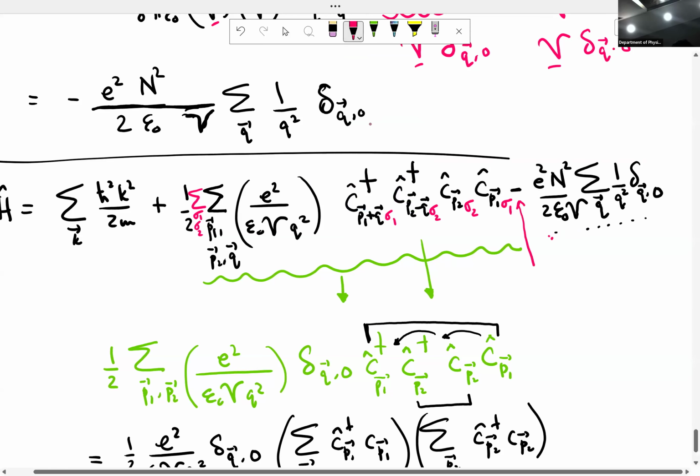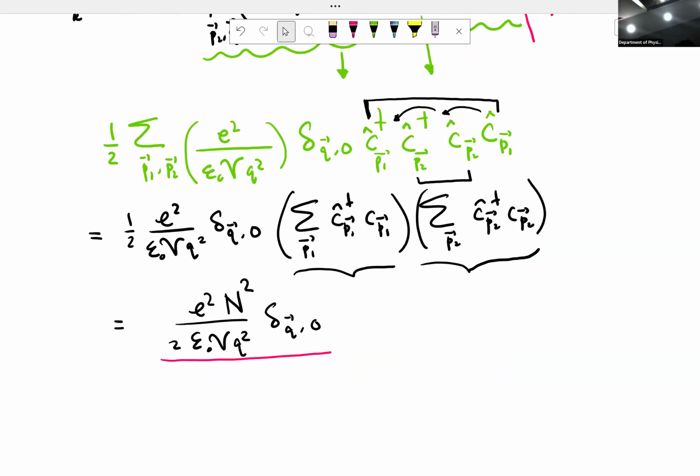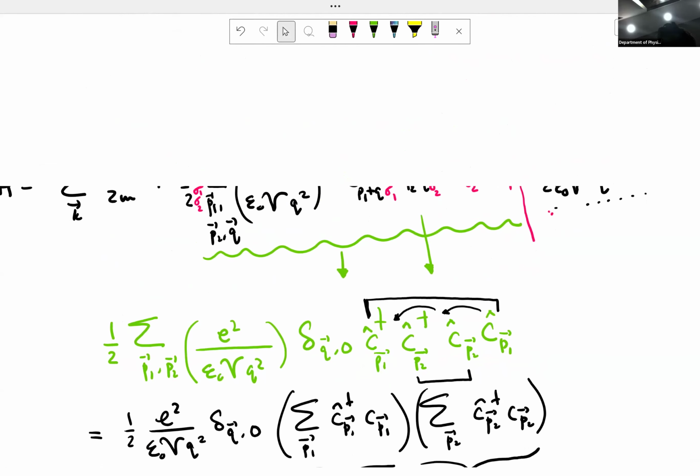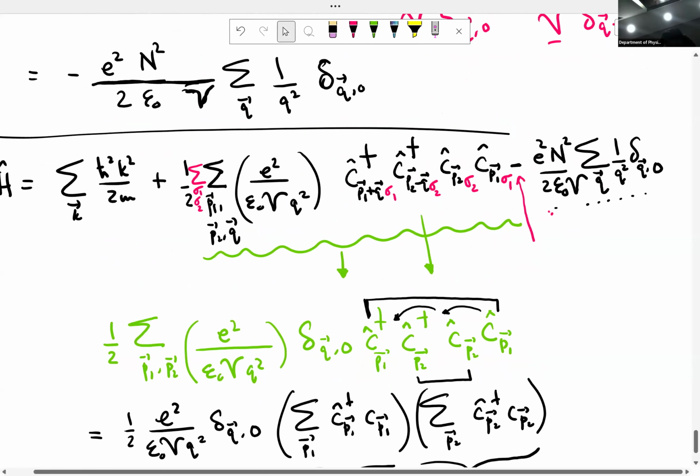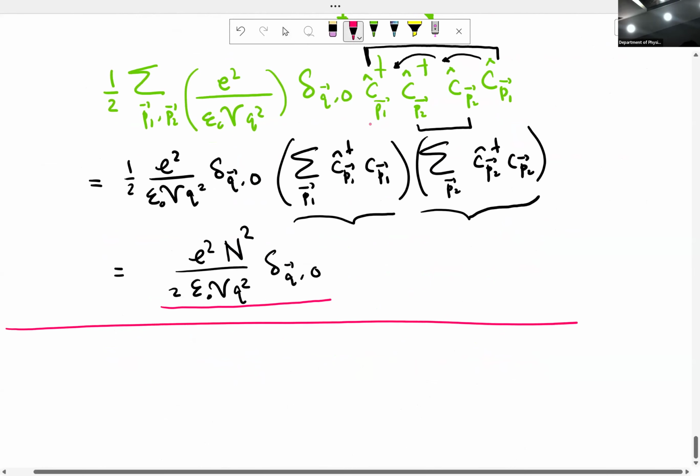So at Q equals 0, that term is automatically cancelled out by the electron ion interaction. So the divergences are taken care of adequately. So overall, the Q equals 0 terms do not exist.